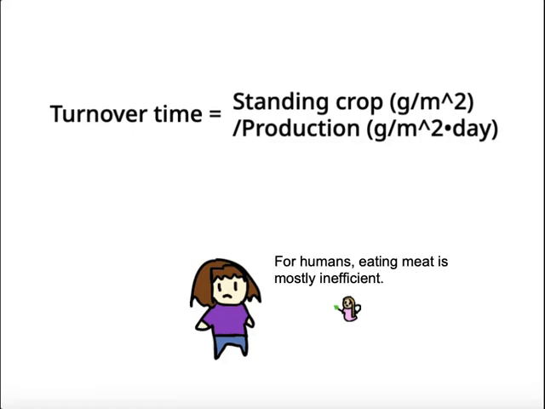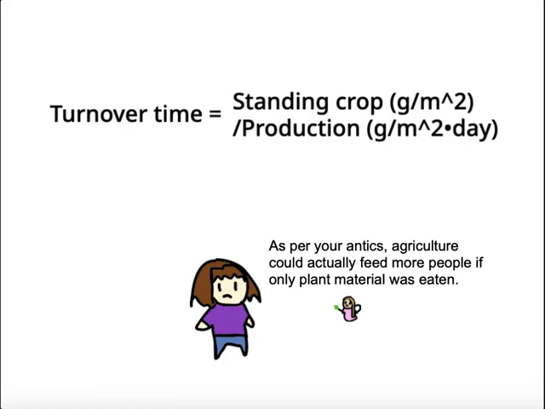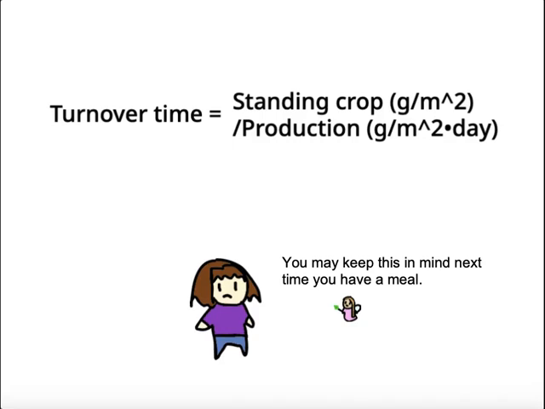For humans, eating meat is mostly inefficient. As per these dynamics, agriculture could actually feed more people if only plant material was eaten. You may keep this in mind next time you have a meal.